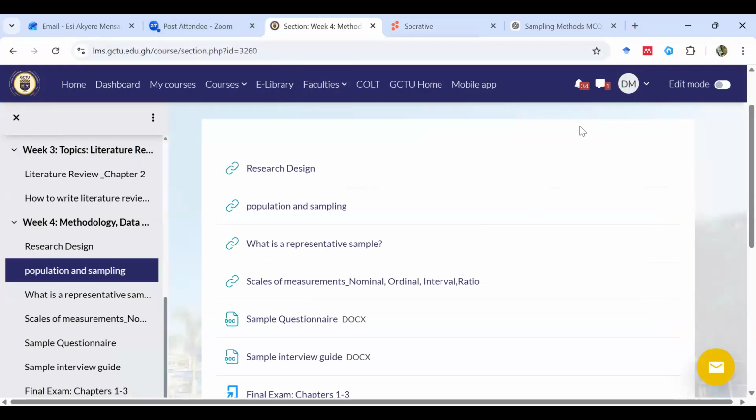Let us go to the LMS. Do you see the LMS? You see that there's another video on scales of measurement: nominal, ordinal, interval, ratio. It is very easy to understand, but you do that on your own time. I'm going to skip to samples, questionnaire, sample interview guide for you to see how your data collection instrument should look like. So that's the next thing I'm going to project for you.